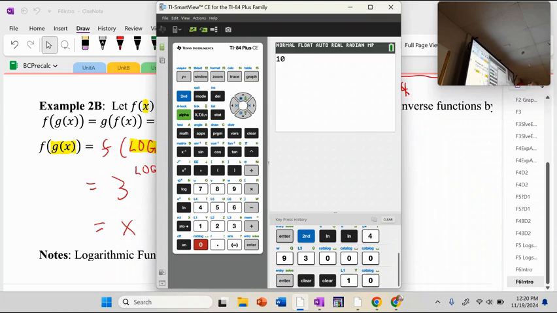10. Why do I have to pick 10? Because I don't have a log base 3 button, right? I have a log base 10 button.